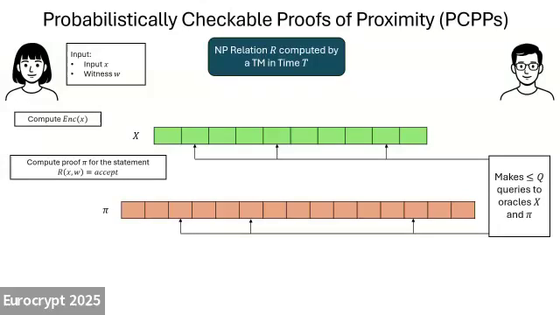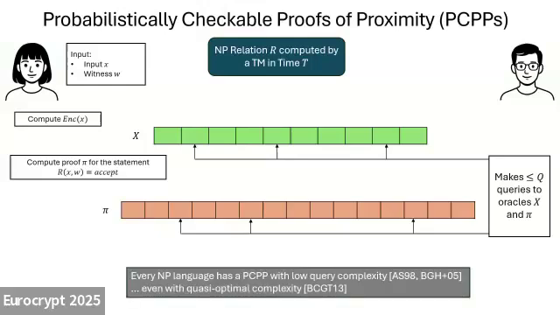So for this, we make use of an information-theoretic proof system, that is, probabilistically checkable proofs of proximity. So here, Alice, holding input X and witness W, computes an encoding of X and gives oracle access to this encoding to Bob. Along with that, it also generates a proof pi for the statement that relation R on input X and W outputs accept, and it gives oracle access to Bob for the proof pi. And then Bob makes at most 2 root Q queries to both the input encoding and the proof pi.